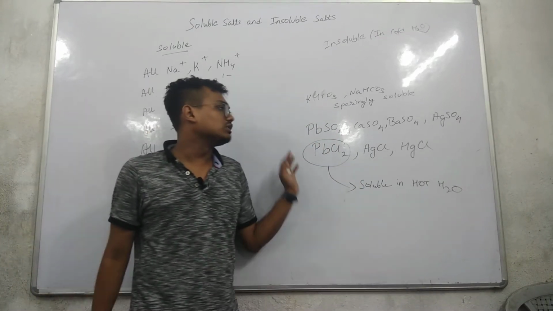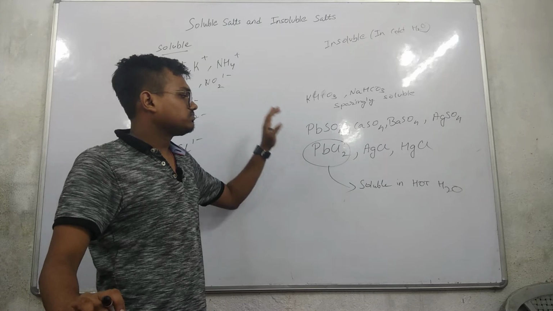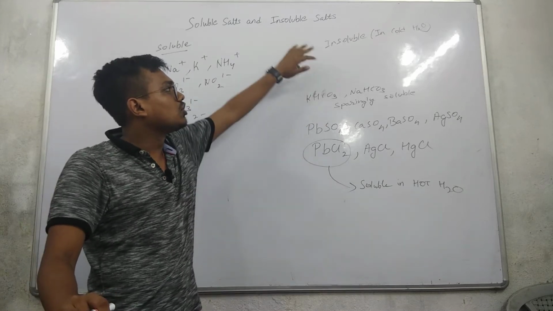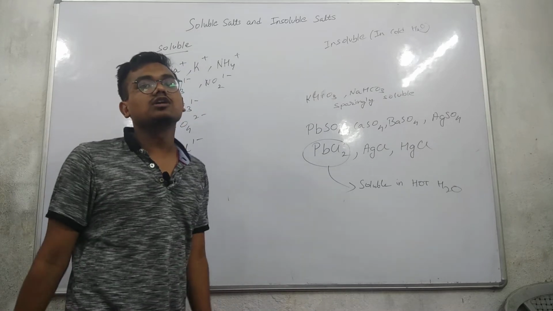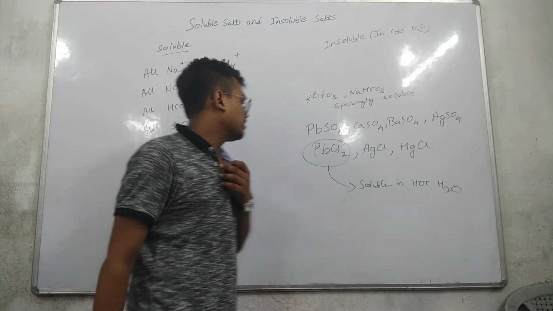So an important question can be from this side: a salt that is soluble in hot water but not soluble in cold water. PbCl2 is that salt.